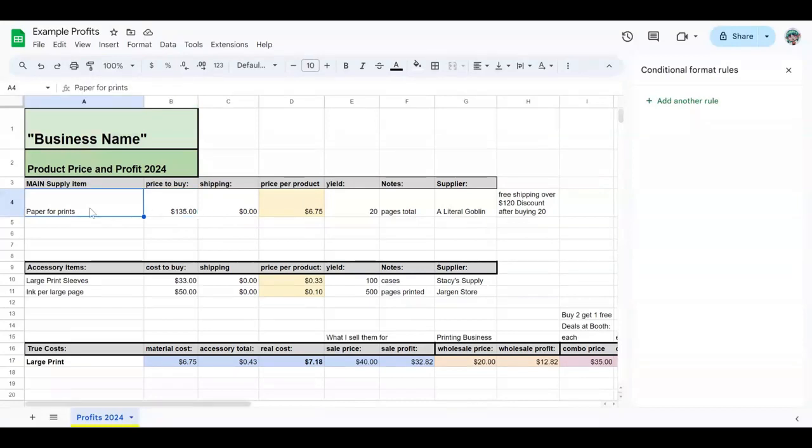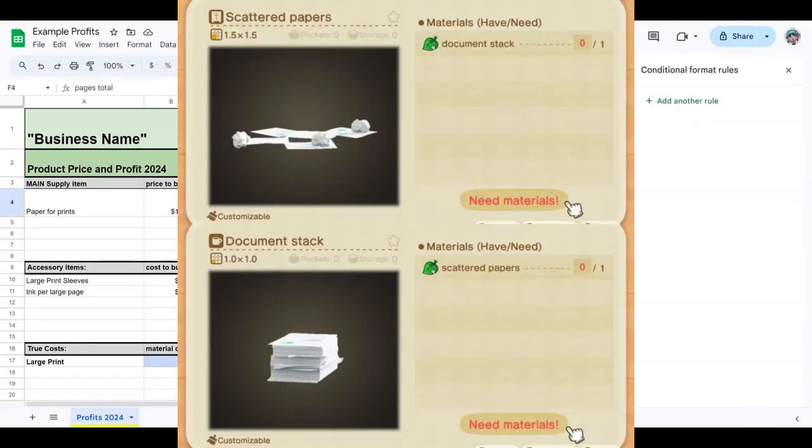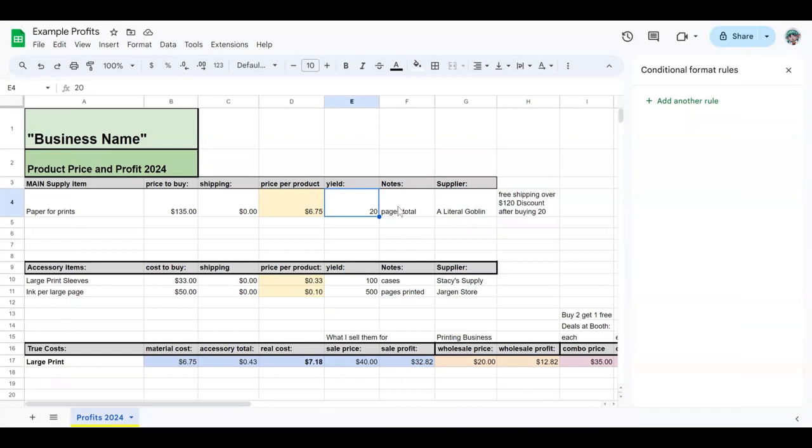First of all, you write in what your item is, and then here on price to buy, you put in the total price, not including shipping, but including, if there's tax or whatever, what it costs whenever you buy a certain amount. The amount is the yield. So if I buy a pack of 20 pages of really good quality paper, that's like a really horrible deal, but this is just an example. Let's say I get 20 in a pack, so I would put 20 right here. And then in the notes, you can write a note to yourself to be like, okay, that means pages, not like donuts. That's 20 pages.